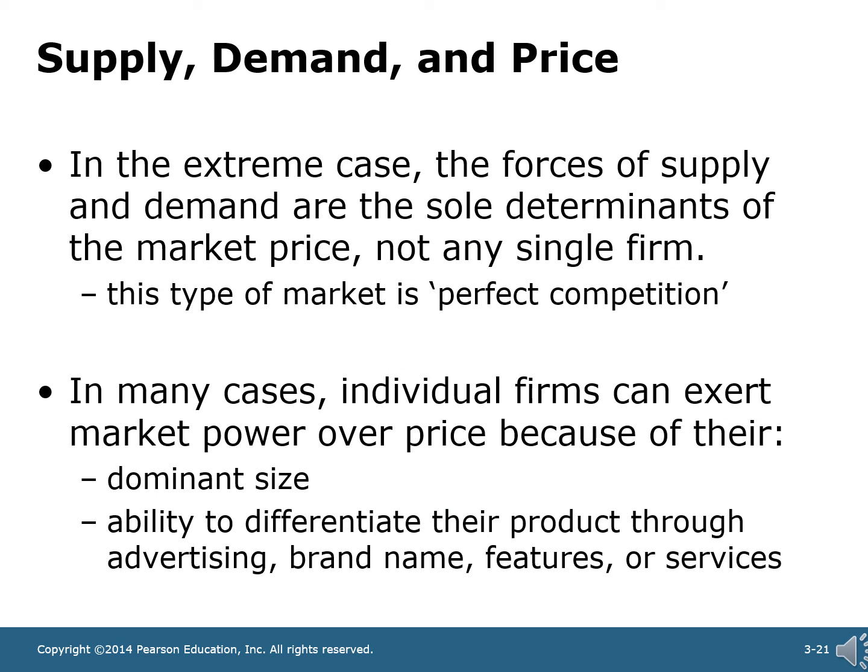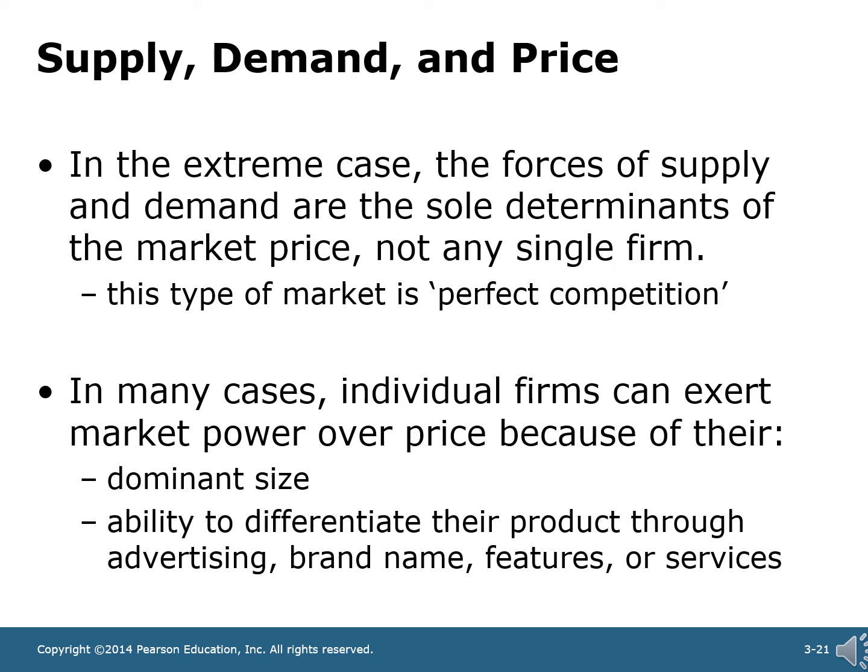So in extreme cases, supply and demand, those market forces, are the sole determinants of the market price. No single firm has any impact whatsoever on the market price. If they tried to sell at a higher price, they would not sell any units. And if they tried to sell at a lower price, they would sell the same number of units, but they would earn a lower profit themselves. This is called perfect competition.